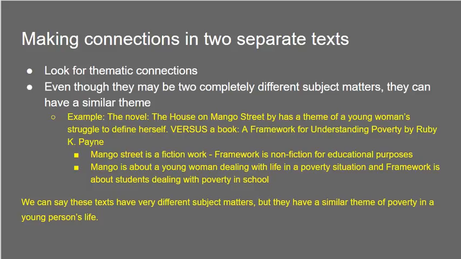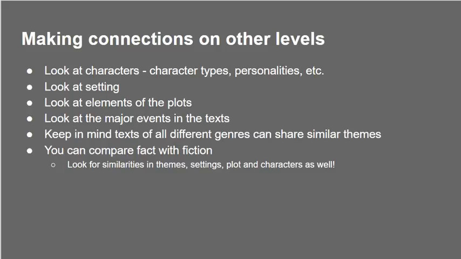Please pause the video and write down any information that you feel is important on this slide. So if you're trying to make connections on other levels between two texts, you can look at characters, settings, plots. You can look at the major events in the text, and you can even keep in mind that all different kinds of genres can share similar themes. You can even compare fact with fiction. Please pause the video and write down the ideas here for making connections on other levels between texts.